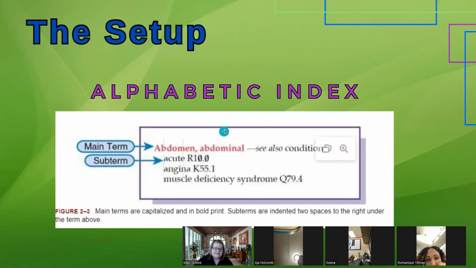Okay? And sometimes, depending on what you're looking at, it'll always be in alphabetic order, but it could be body system or condition related. It could be a body part or illness related. Like you'll see abdomen and then acute. Okay, that's more of a condition, acute. Angina is a condition, muscle deficiency is a condition. And look, you'll see up here, abdominal, see also condition. And then it gives you the list. And these are called your main terms and your subterms.